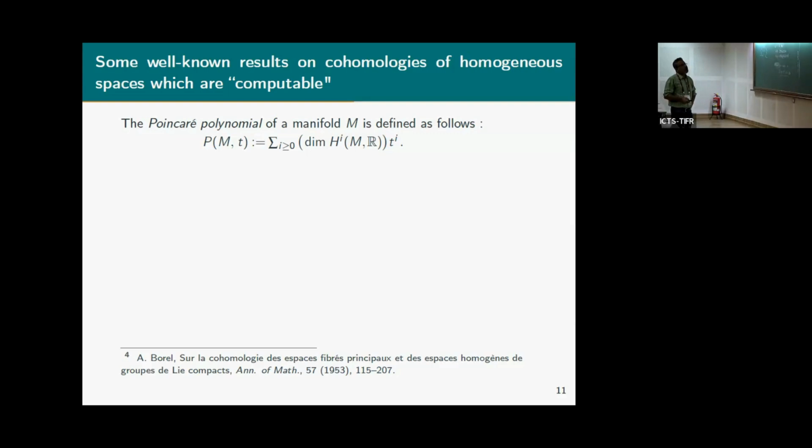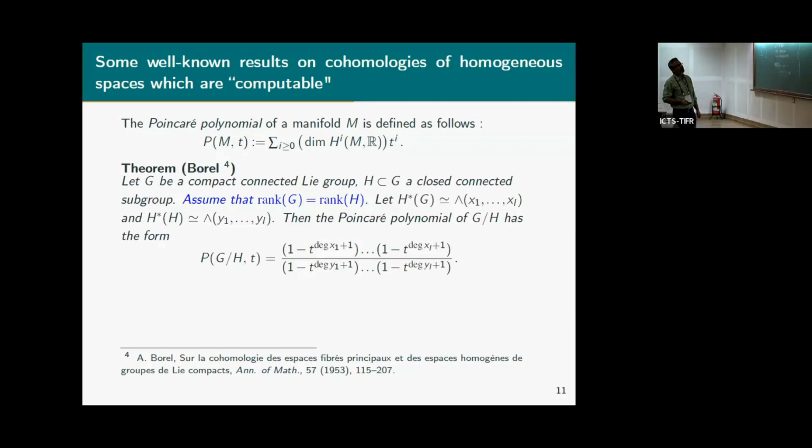So I'm going to state our results for H3 and H4, but before that, let us just say what exactly I mean by computable. In a specific situation, you are given a group G and H, whether you can compute or not. Here are the classical results by Borel. If G is a compact connected Lie group and H is a closed subgroup, suppose we have an equal rank case, rank of G is the same as that of H, and the cohomology of G is an exterior algebra on the primitive forms and so on. Then the Poincare polynomial, which gives the Betti numbers, is given by an exact formula like this.